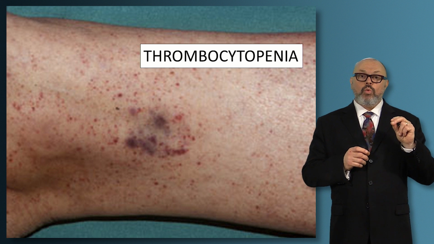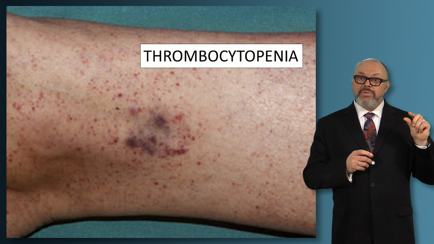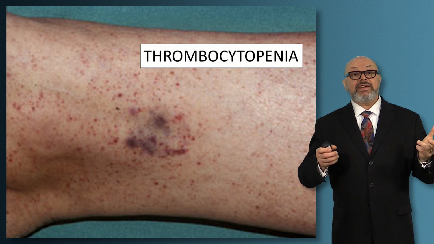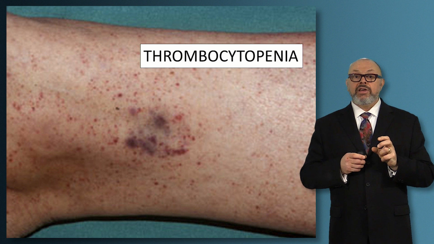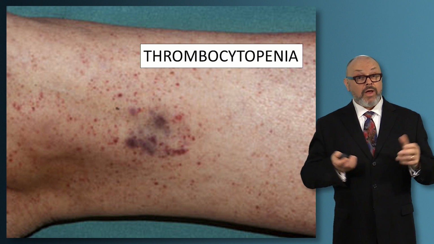There are the tiny red dots, about 1 millimeter in diameter. Those are called petechiae. And right in the center, there's a bigger coalescence of bruising. That's called ecchymosis, or purpura.